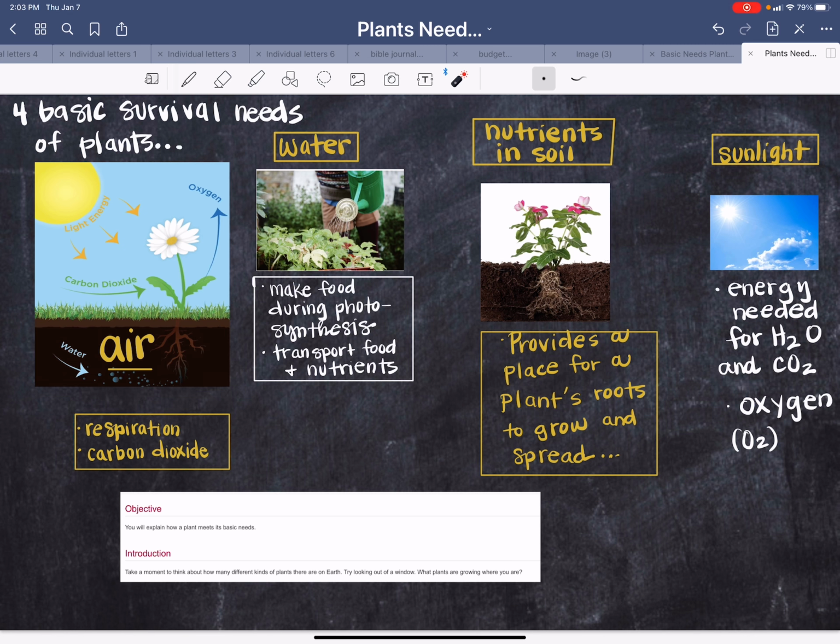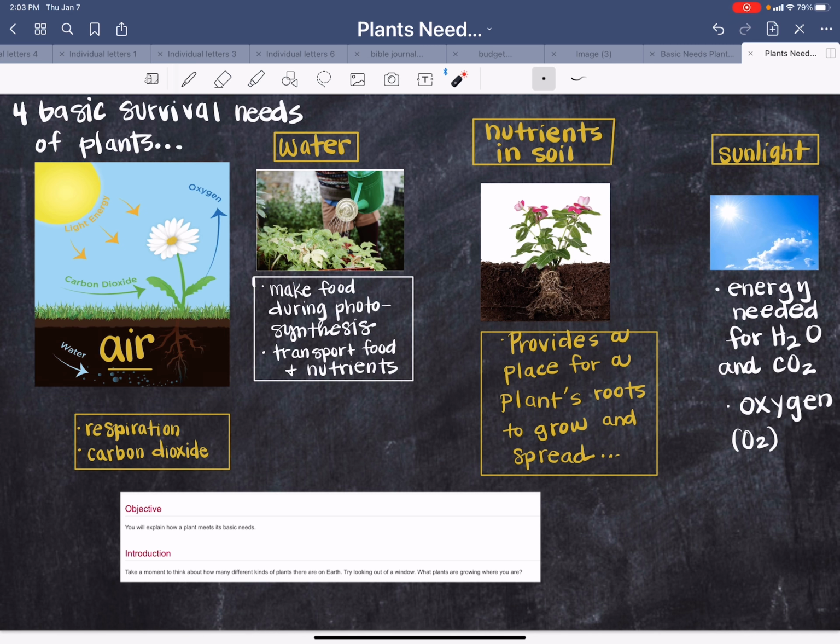Choose a plant in your habitat and explain how it is able to survive by describing how its basic needs are met. Then you're going to write a list in the discussion part below. Write a list of the plant's basic needs that includes how each need is met and why each need is important to the plant's survival. So again, summing everything up, there are four basic needs of plants.